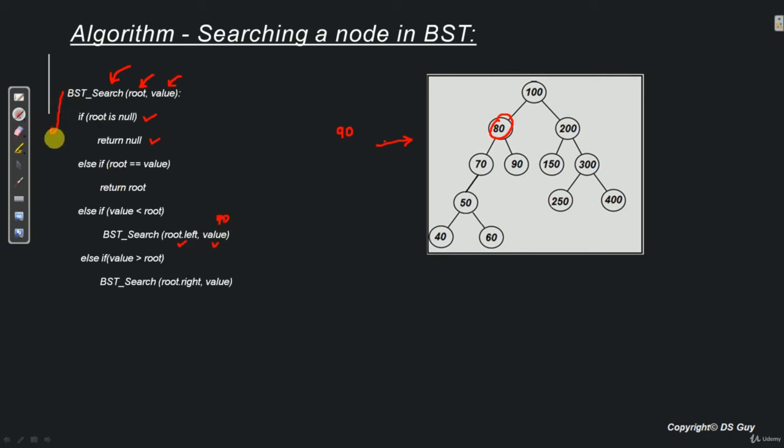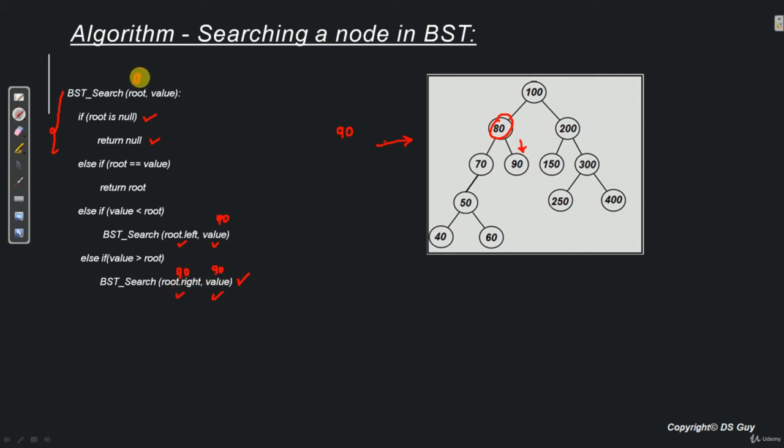Now this algorithm gets called again, and now the value of root over here is 80 and the value is 90. If root is null, no. If root is equal to value, no. If value is less than root, no. Value is 90, root is 80. If value is greater than root, yes. So we again do a recursive call, this time root dot right and value. Now what is root dot right? This is root. Root dot right is 90, and value of course is 90.